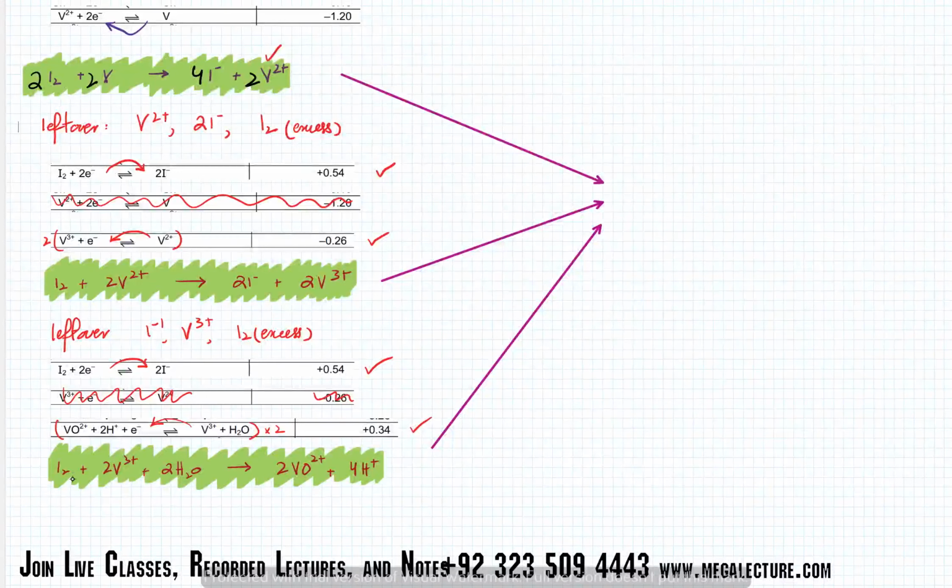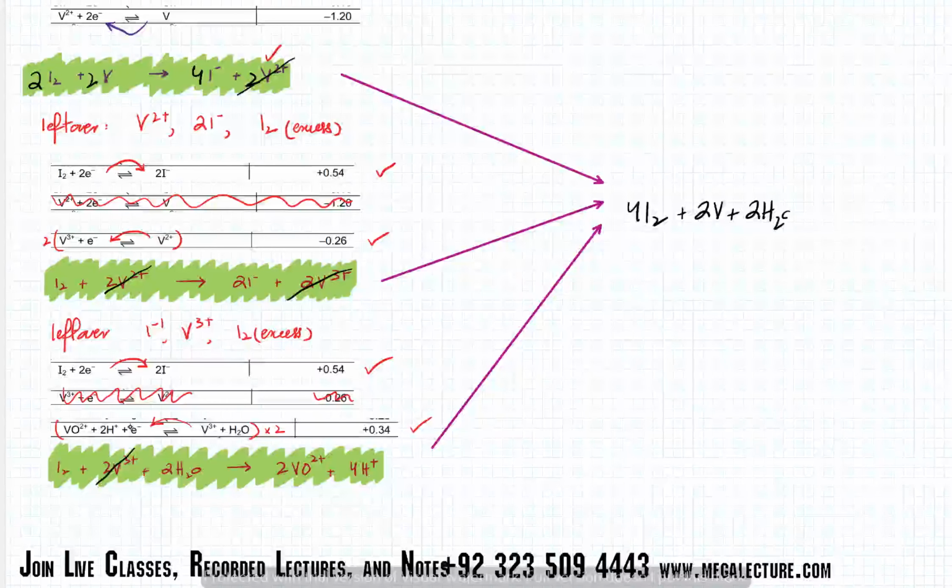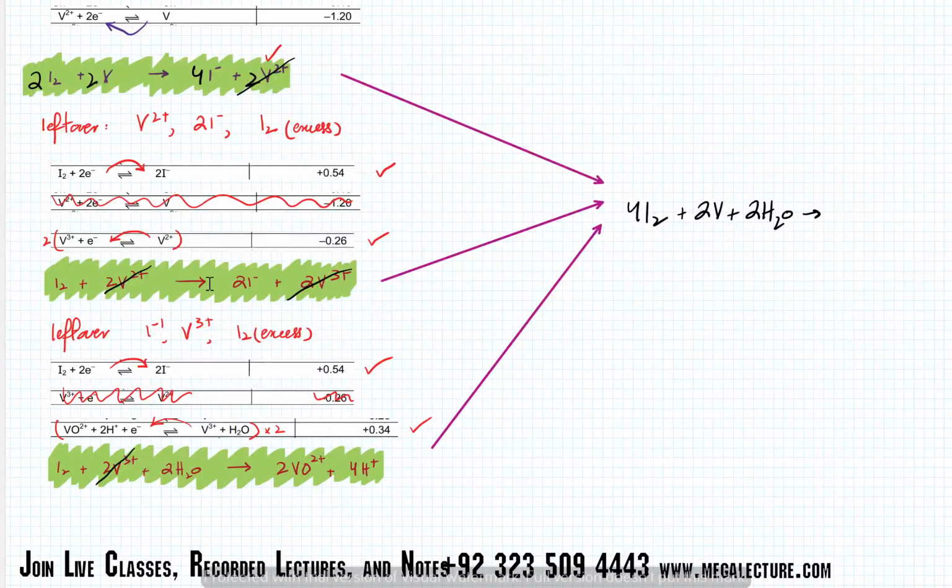It's going to be 4 iodine on the left side. I said things on both sides will get cancelled out. So this gets cancelled out. Vanadium 3 plus will get cancelled out. So you're left with 2V and 2V plus 2H2O. I said the products on the right side. You got 4i minus 1, 2, and 2.